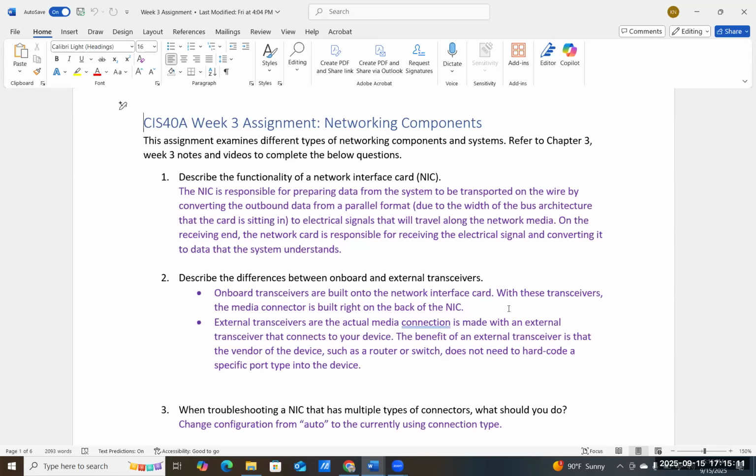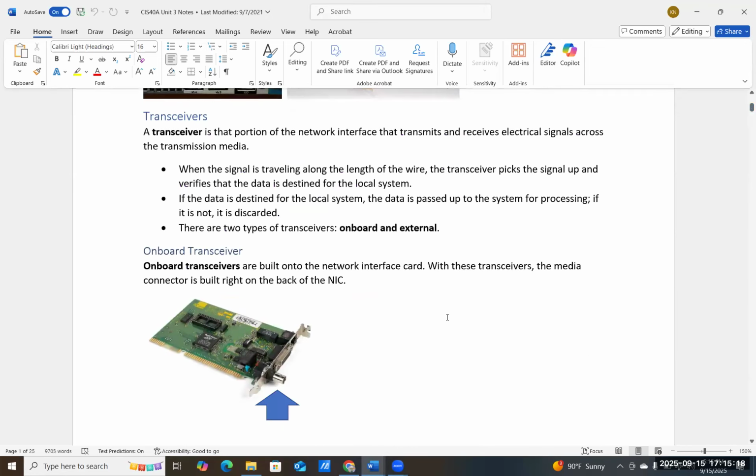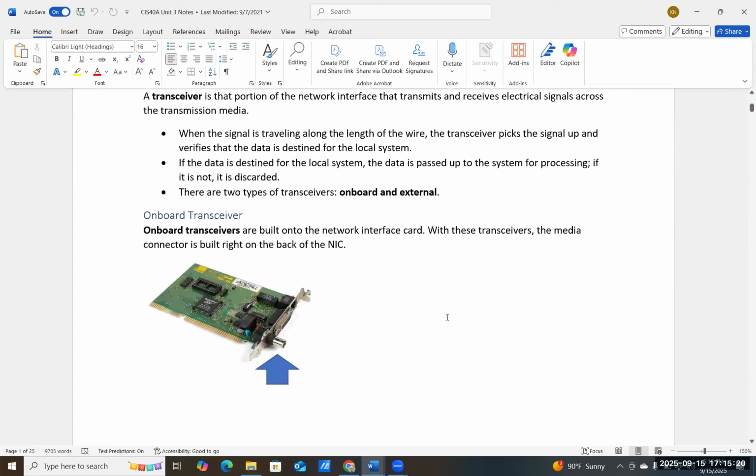So if you look at the notes, it gives you a picture of the transceiver. So this is what you would see as it would be built in with the adapter, right? This particular connection is for the old coaxial, right? For the thin net. Sometimes you will see that it uses the serial connection, which is serial is like 1 bit at a time.